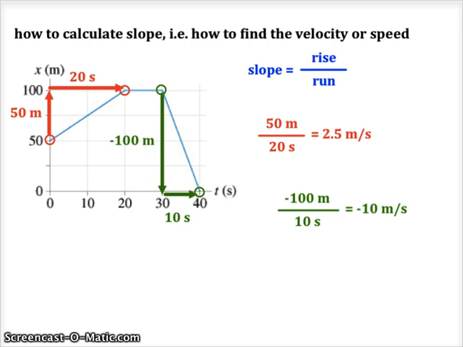The velocity is 0. Now, incidentally, the speed in the red section would be 2.5 meters per second, but the speed in the green section would be just 10. So we state speeds as always positive values. Velocity, we do something to indicate which direction the object moves.